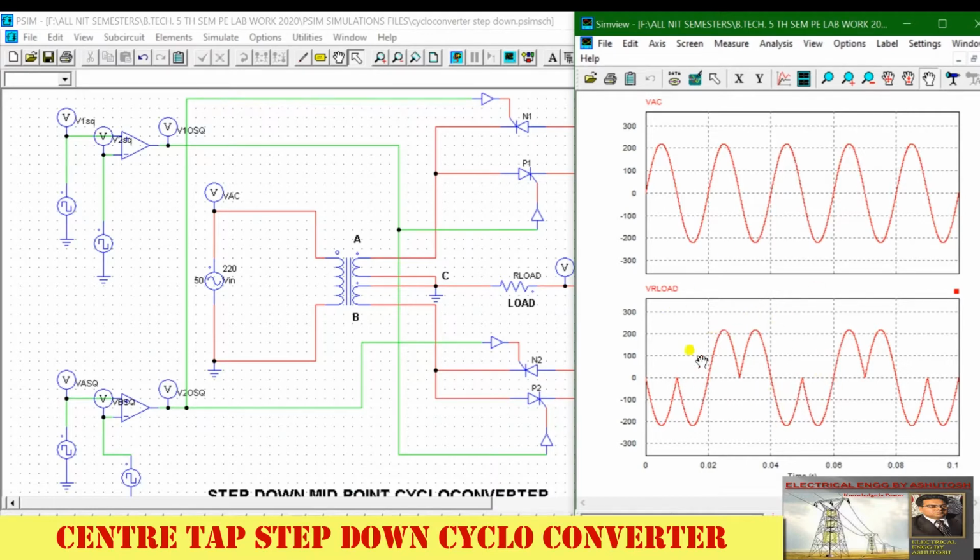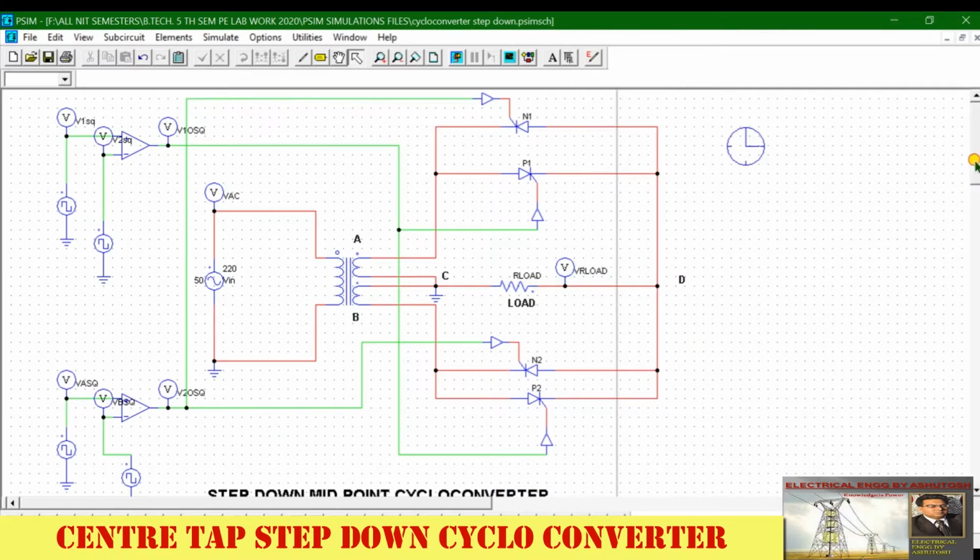Here you can see in the first half cycle there is an output, and in the negative half cycle there is another wave of positive half cycle. So summing this up, we can say that this is a step down cycloconverter. So I have prepared the circuit and we will explain it for you. Okay guys, this is the circuit.